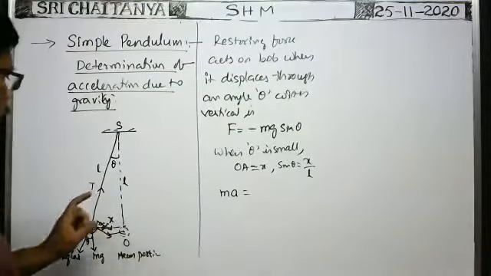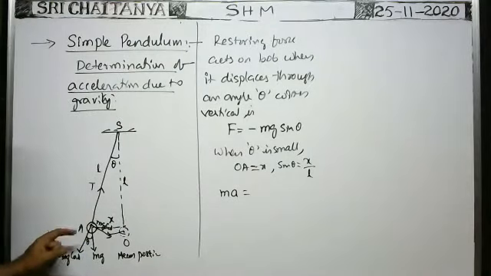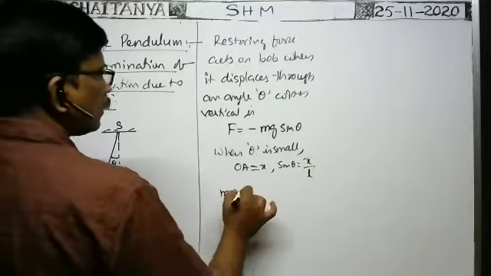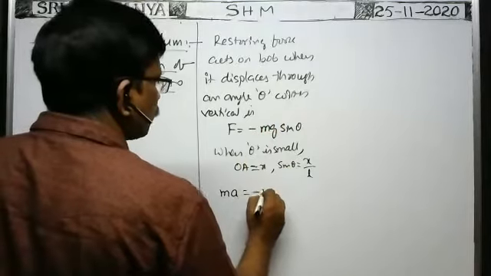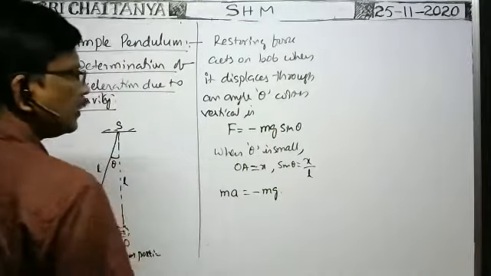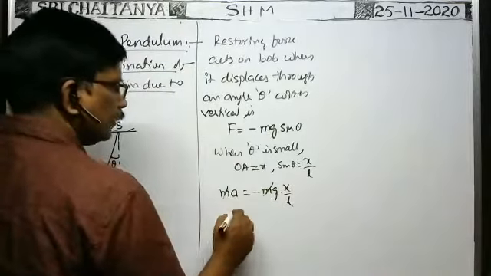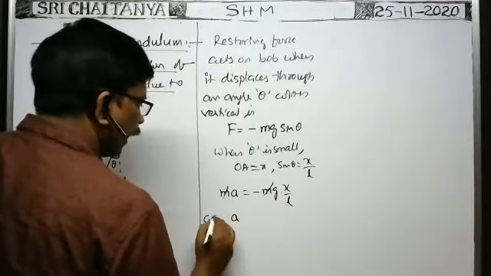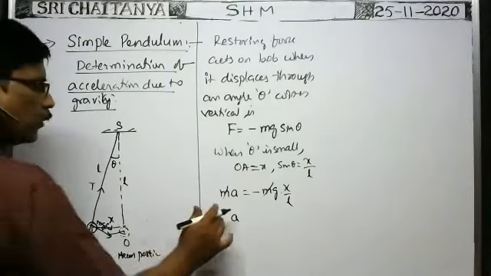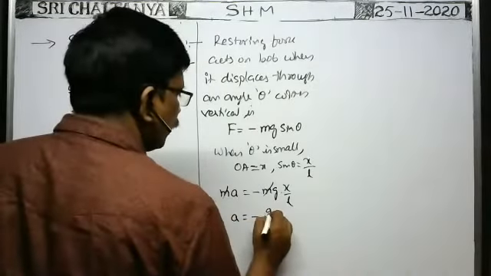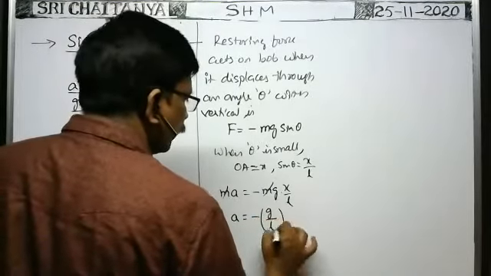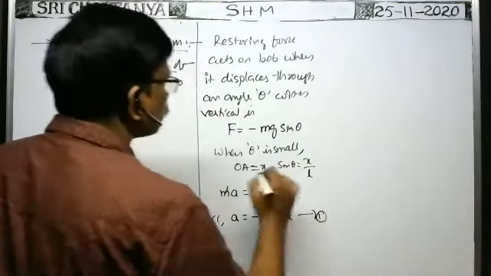Here the restoring force acting on the bob of the pendulum is equal to mass into acceleration, which is equal to minus mg into sin theta. Sin theta is equal to x by L. So m cancels. So the acceleration of the bob of the pendulum is equal to minus g by L into x. This is equation 1.